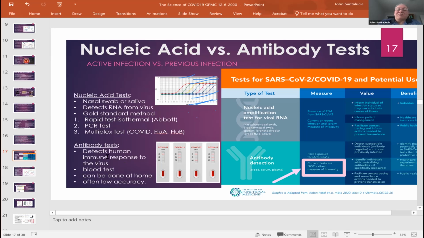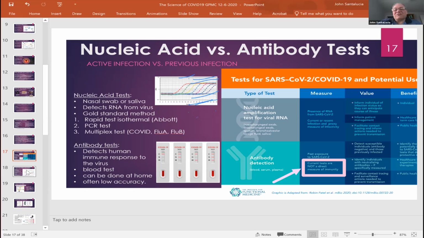Antibody tests are a blood test that detects the immune response to the virus, all right? And these antibody tests usually have a control, and then they are actually detecting two different types of antibodies, so-called IgM and IgG antibodies. So antibodies are testing the human response to the virus.